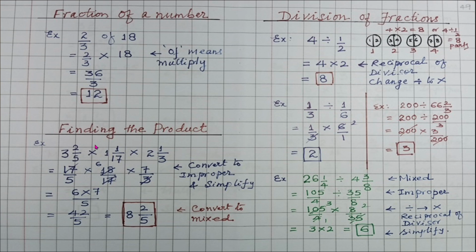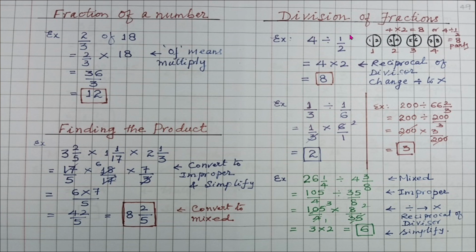Now finding the product. When we have three mixed fractions, how do we find the product? First of all, convert them into improper fractions. 5 3s are 15 plus 2 is 17 by 5. 17 1 is 17, 18 by 17. 3 2s are 6, plus 1, 7 by 3. Now simplify it. If you observe, 17 and 17 will cancel. 3 1s are 3, 6 3s are 18. 6 into 7 is left. 6 into 7 is the numerator, 42, and 5 is the denominator. 42 divided by 5 becomes 8 integer 2 by 5, which is again a mixed fraction, the product of these three mixed fractions, and a very simple method.